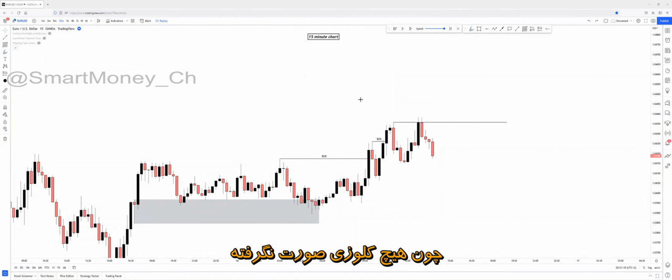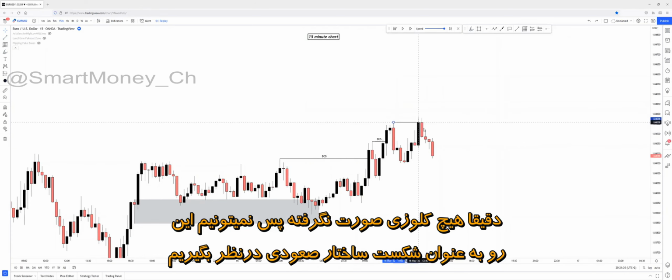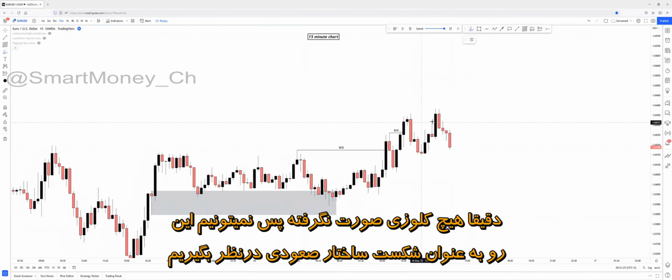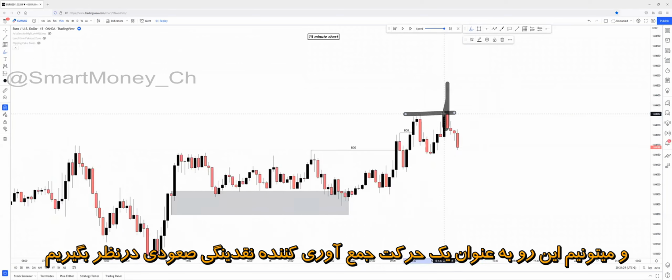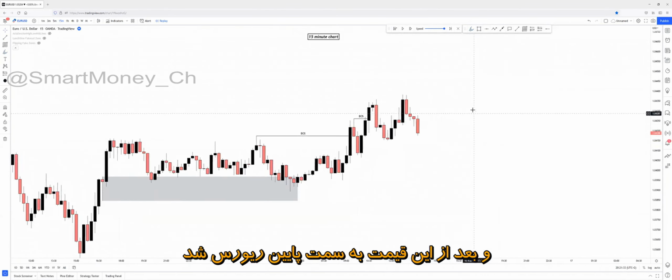There was no body closure. Exactly. There was no body closure, so we can consider this as a break of structure to the upside. Break of structure has to happen with body closure, right? So this isn't a break of structure. We can consider this as just a simple liquidity sweeping movement to the upside. And after this, price just reversed.